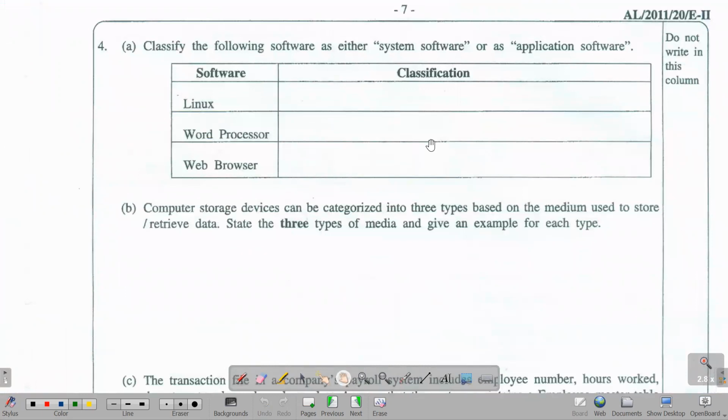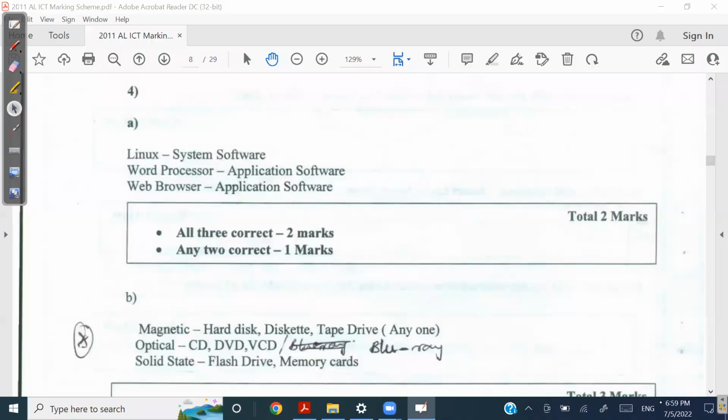Right, classify the following software as either system software or application software. Yes, Linux is an operating system, which is system software. Word processor and web browser are application software. Right, simple as that. So if you have given everything correct, 2 marks will be given.